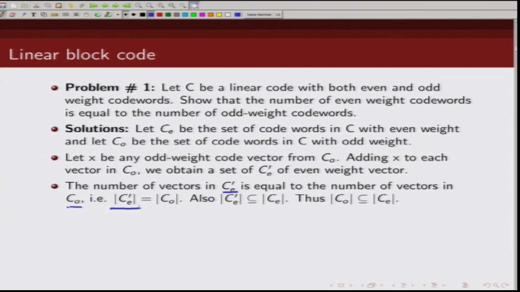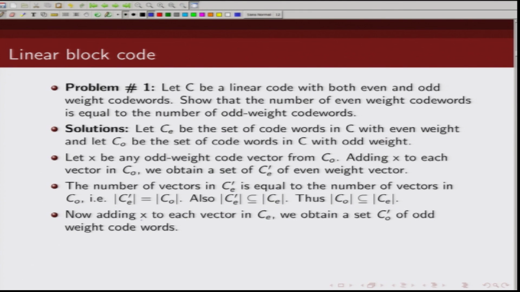the number of elements in C_E prime is going to be the same as the number of elements in C_O. And since we know that this set of even vectors C_E prime is a subset of the set of even code words, we can write from this that the number of odd code words is less than or equal to the number of even code words.